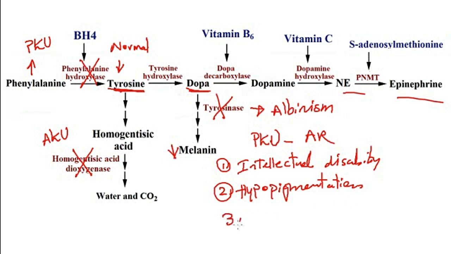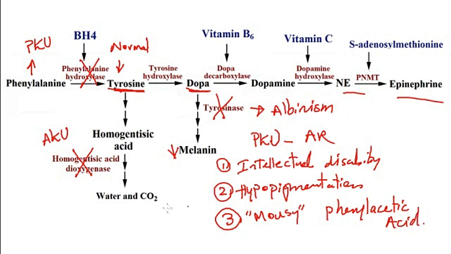And then finally, these patients can present with mousy body or urine odor, and this is due to the increased concentration of the metabolite phenylacetic acid. And then dietary restriction of phenylalanine is required for the treatment of patients with phenylketonuria.